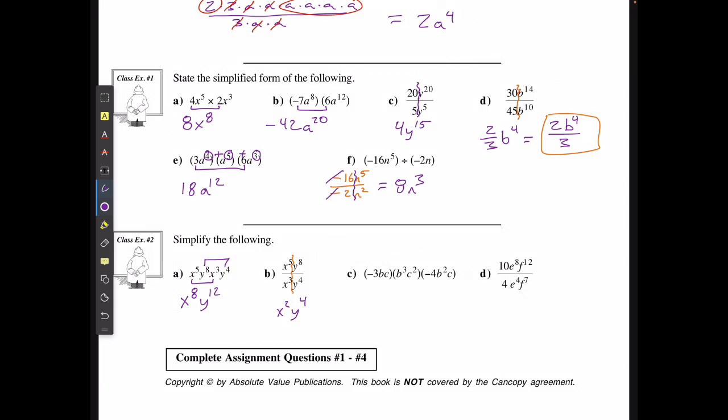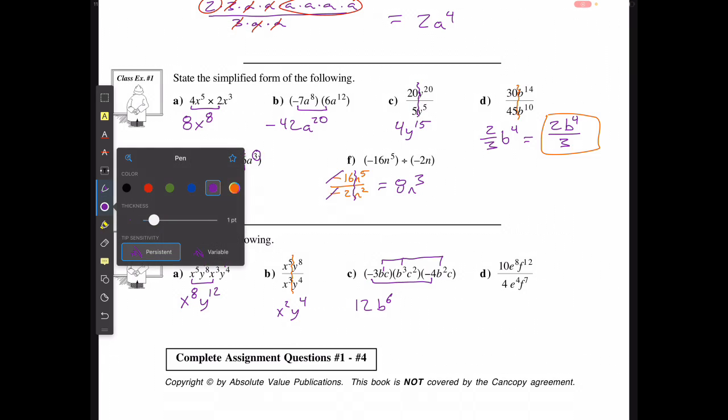When I get to example C, it's the same thing. It's just a more complex multiplication. So I look at the coefficients, -3 and -4. And those are going to multiply to make positive 12. I have b to the 1, b to the 3, and b squared. 1 plus 3 plus 2 gives me b to the 6.